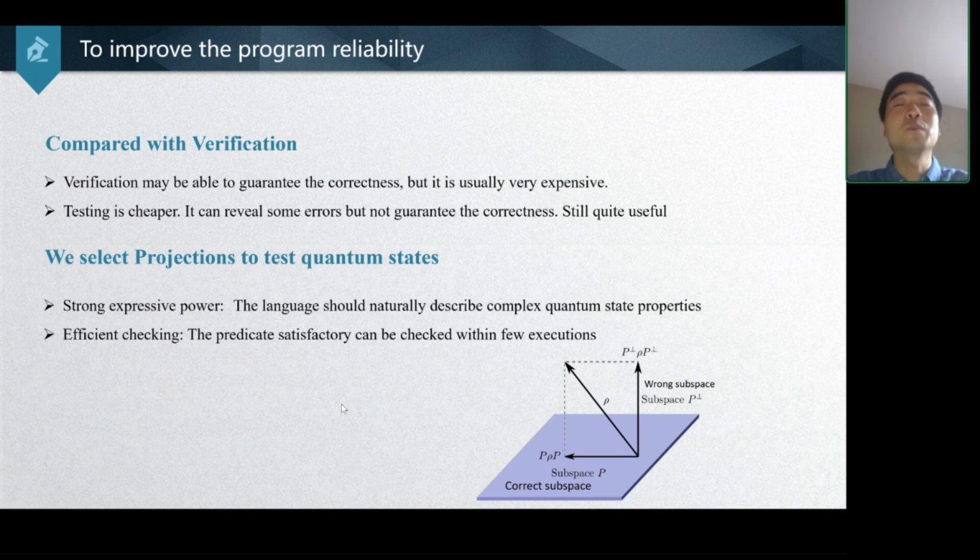In particular, the current quantum machine is very noisy, and would encounter lots of errors. So testing will be able to help us to recover lots of errors, while verification will generally just give you that it's not correct.